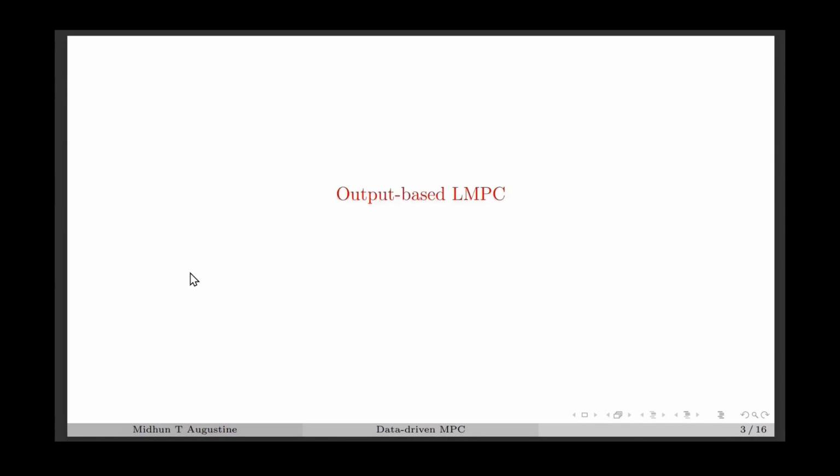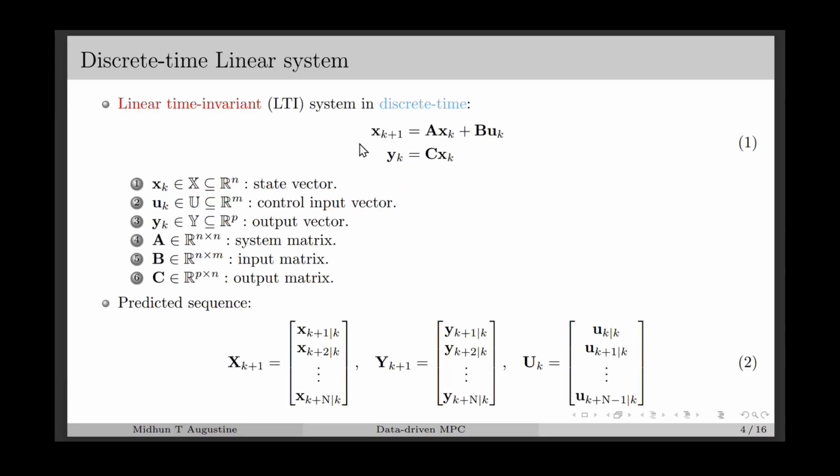In output-based LMPC, we will be using the output information or output feedback for computing the MPC control law. The linear MPC is based on the discrete-time linear system, which can be represented as in equation number 1, where xk is the state vector, uk is the control input vector, and yk is the output vector. And A, B, C are the system matrix, input matrix, and output matrix respectively.